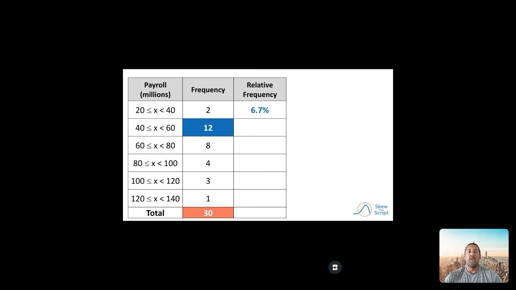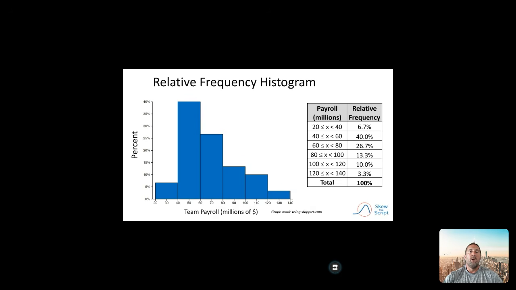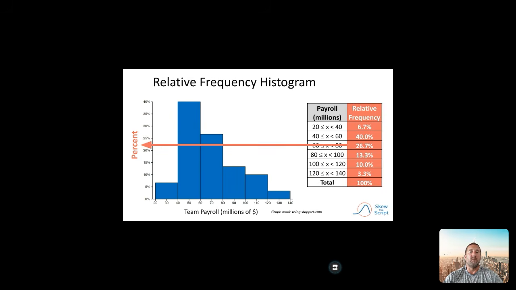Similarly, there are 12 teams in the next bin. Out of 30 total teams, this yields a proportion of 0.4, so 40% of teams have payrolls between $40 million and almost $60 million. We can do the same for the rest. Note that for the relative frequencies, the total should be 100% or all the teams. We can take these relative frequencies and construct a relative frequency histogram. It basically looks the same as the raw frequency histogram earlier, but now the y-axis represents the percent or relative frequency of each bin. So the bar heights tell you the percent of the data set contained within a certain bin.